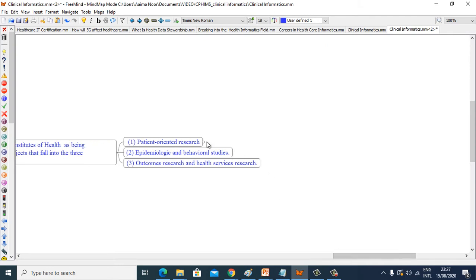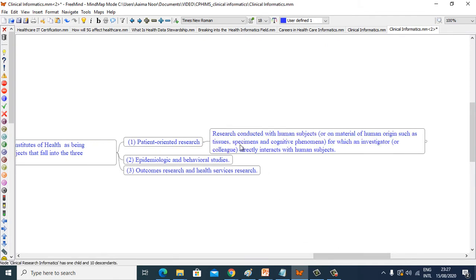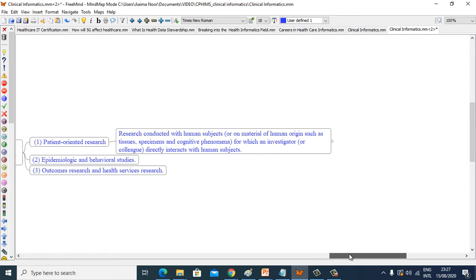Let's see first patient-oriented research. Research conducted with human subjects or on material of human origin such as tissues, specimens, and cognitive phenomena for which an investigator or colleague directly interacts with human subjects.